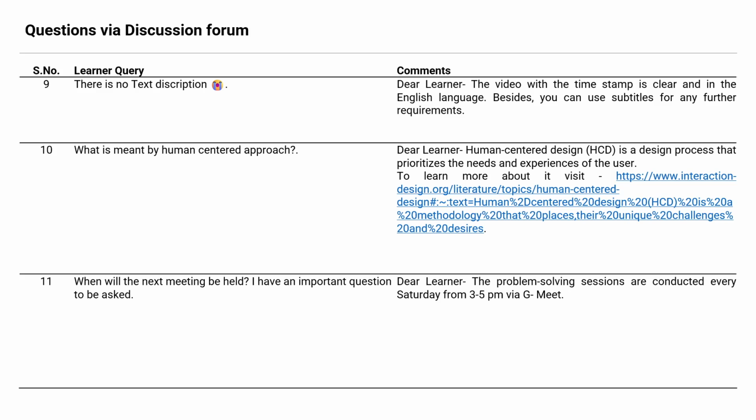There was a question about the next meeting. So we are meeting every Saturday, 3 to 5, by Gmeet. The links are shared with the learners through our announcement section as well as through an email which is triggered every Friday. So I believe all of you would have received the message for this particular meeting as well.